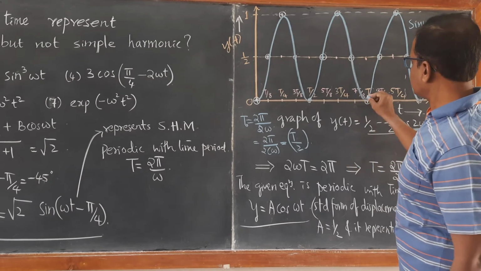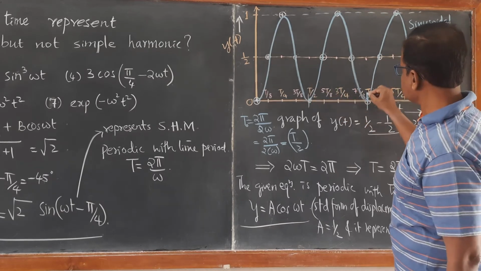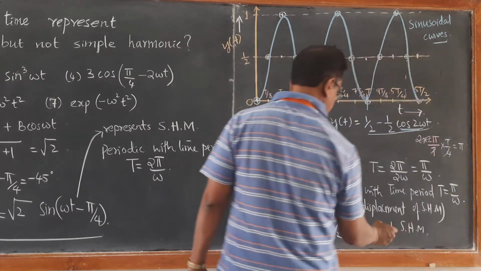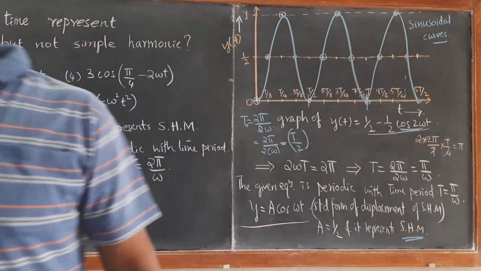Graphs, right? So in time period t, you can see it is completing 2 oscillations. So that is the meaning of the cos double function. Therefore, it represents simple harmonic motion. Let us see the third example.